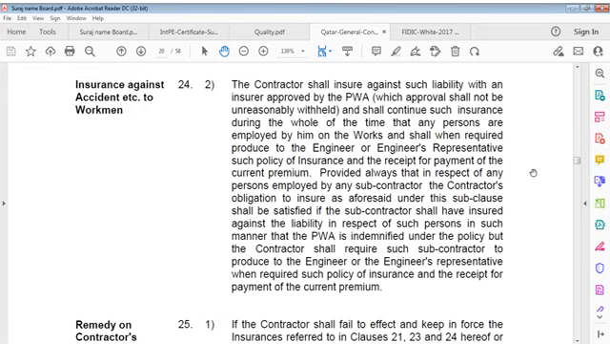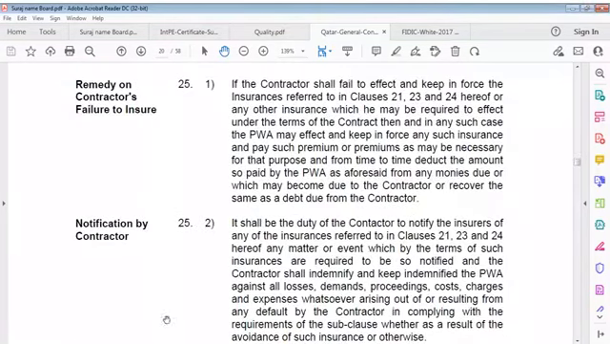but the contractor shall require such subcontractor to produce to the engineer. Failure to insure. If the contractor does not insure, what to do?